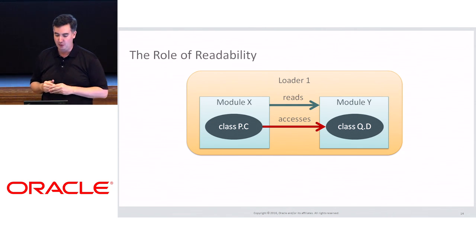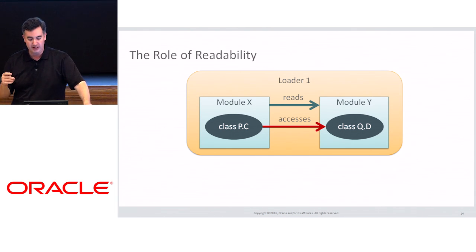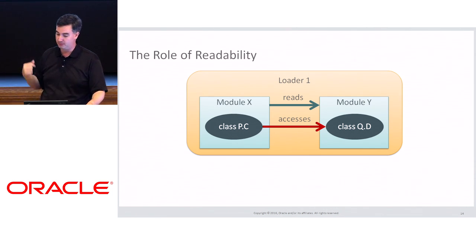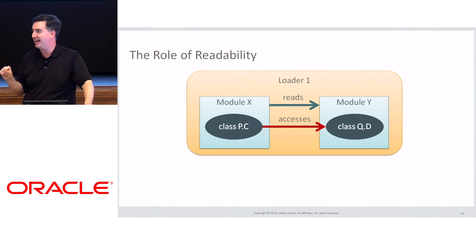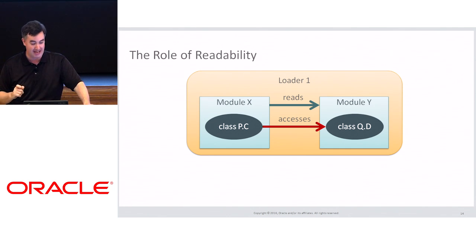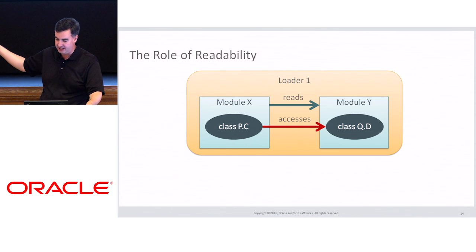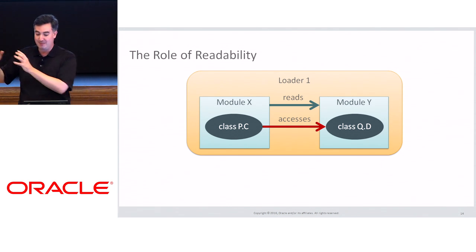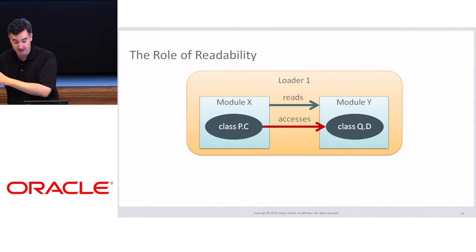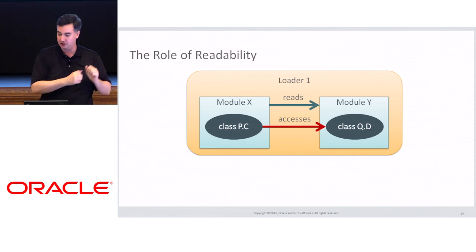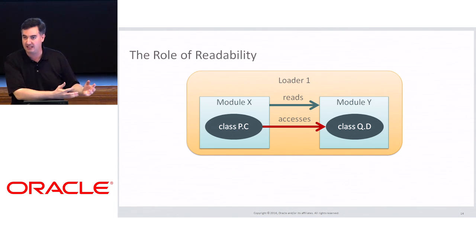In order for p.c to access q.d, not only does module Y need to export package q, but module X needs to explicitly depend on module Y. The formal name for depends on is readability. Readability underpins accessibility in the Java language and VM. The accessing class p.c must be in a module that reads the module of the target class, module Y, and the module containing the target class, module Y, must export its package, q, to at least the module of the accessing class.